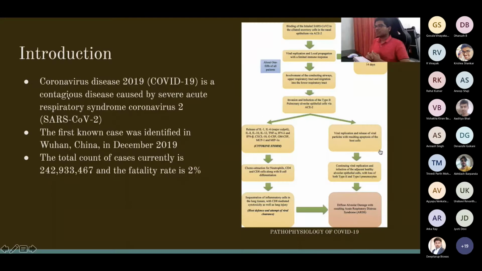Coronavirus disease 19, abbreviated as COVID-19, is a contagious disease caused by severe acute respiratory syndrome coronavirus 2, which again is abbreviated as SARS-CoV-2. The first known case was identified in Wuhan, China in December 2019, and the total count of cases currently is 242 million, and the fatality rate is 2%.